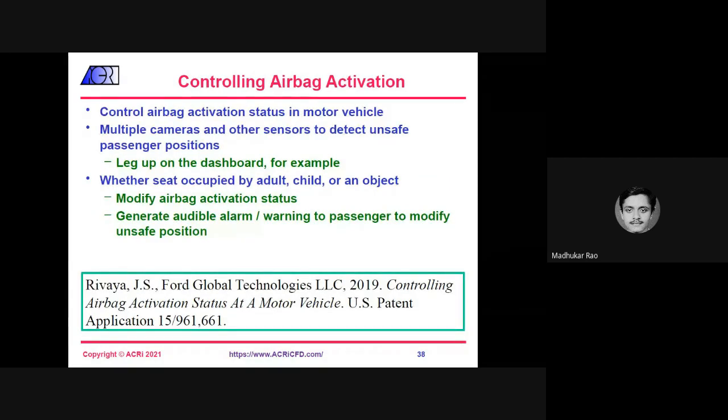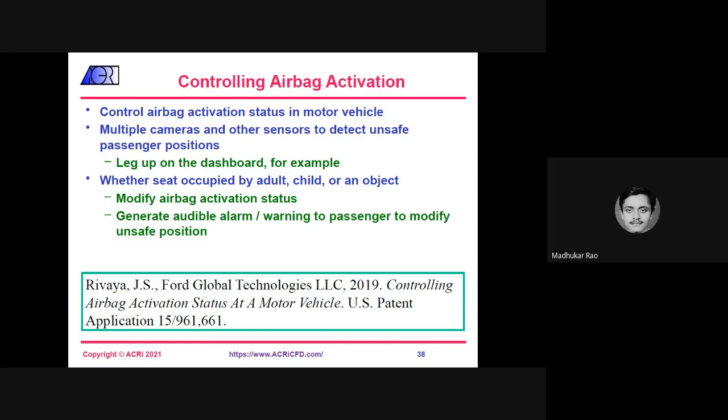Another use in the same context was to control airbag activation. As you know, you can have a camera to detect whether a seat is occupied by an adult, a child, or some passive object, and then modify the airbag activation status, because typically I think airbags are safe to deploy only for adults. And we also know on long trips, many times passengers assume unsafe positions like putting their legs up on a dashboard and so on.